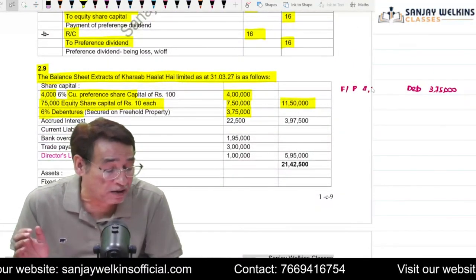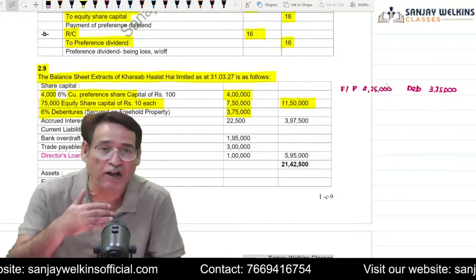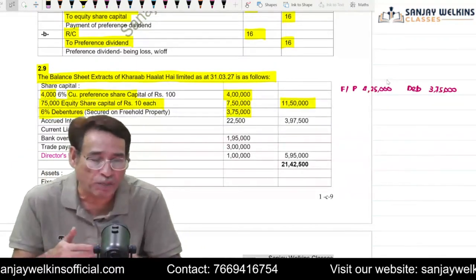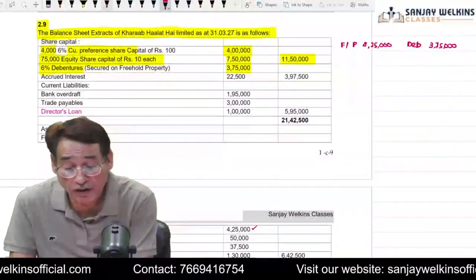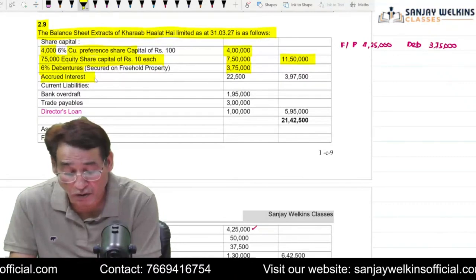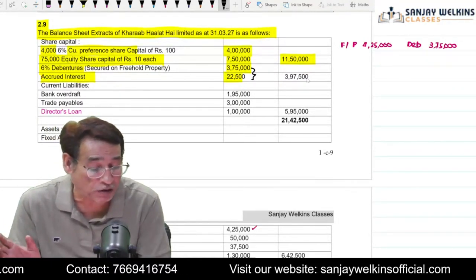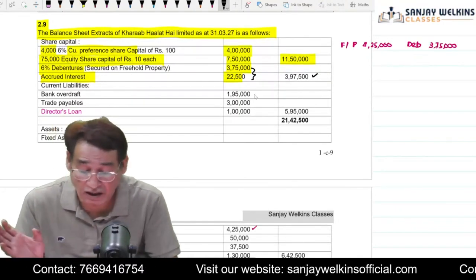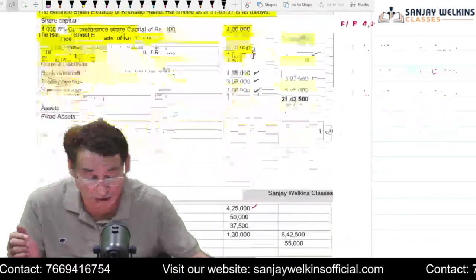Indirectly, it means the company has committed to the debenture holders that if we fail in the repayment, then you have every right to dispose of our freehold property and you can recover your amount. Is it clear to you? Further in the question, accrued interest is also given, 22,500. So total claims of the debenture holders will be equal to 3,97,500. Then under the current liability, bank overdraft, trade payable and directors loans are also given.